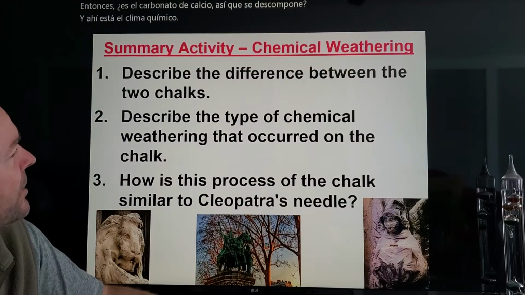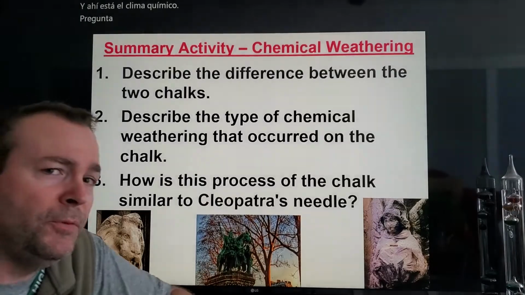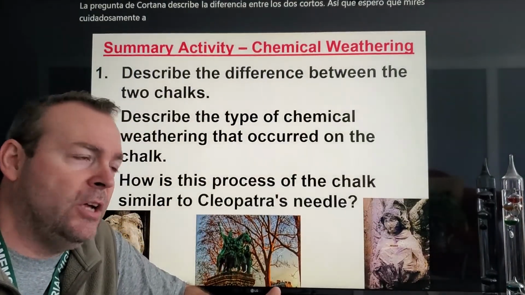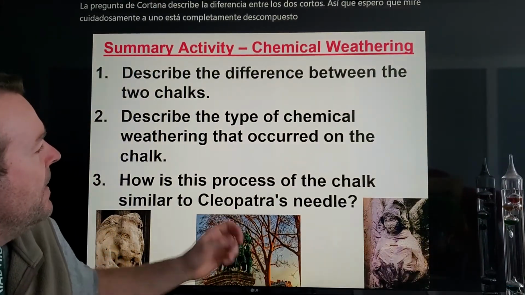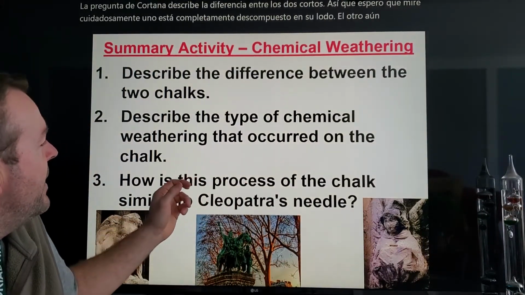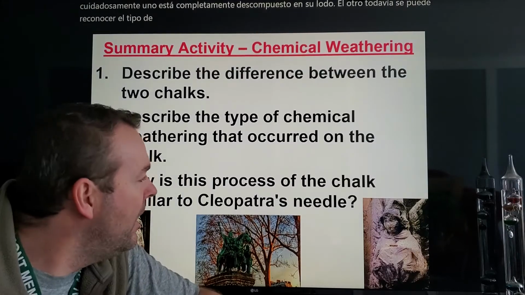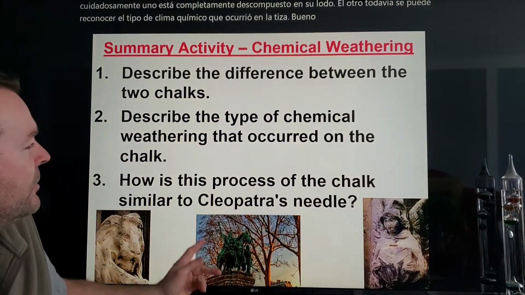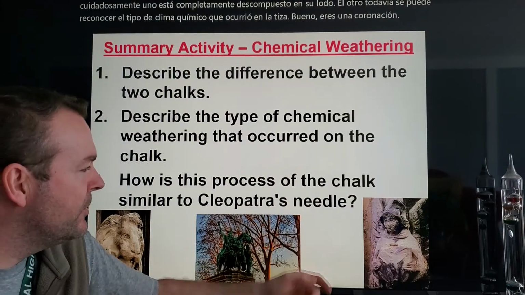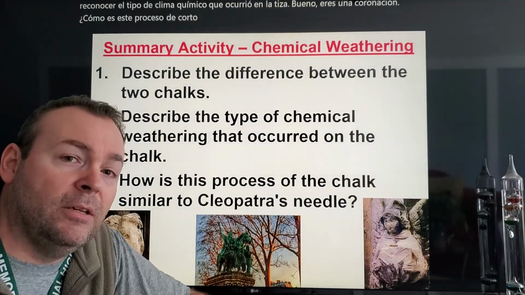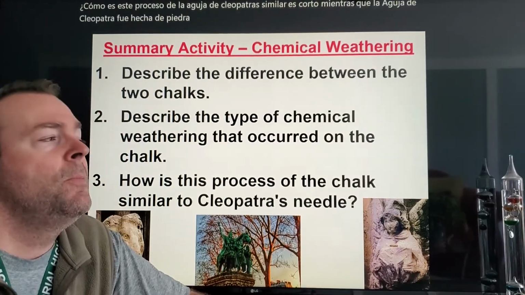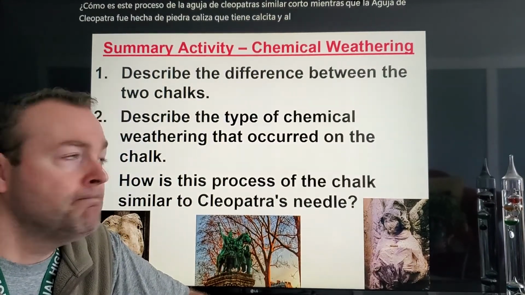Quick summary question: describe the difference between the two chalks. Well, hopefully you looked carefully at them. One is completely broken down into a sludge. The other you could still recognize. The type of chemical weathering that occurred on the chalk is carbonation, right? It totally broke down. How is this process of the chalk similar to Cleopatra's Needle? Well, Cleopatra's Needle was made out of limestone, which has calcite in it, just like the chalk, and it gets dissolved with acid. Okay.